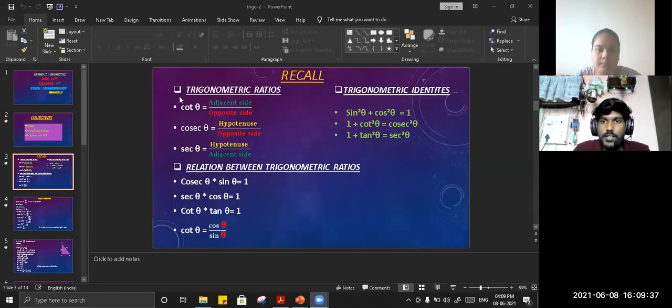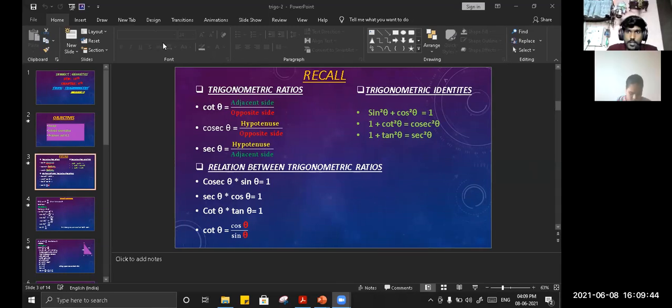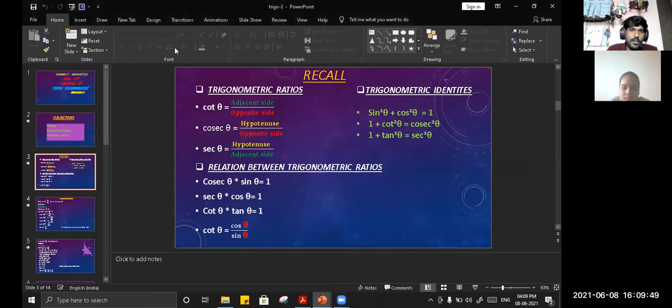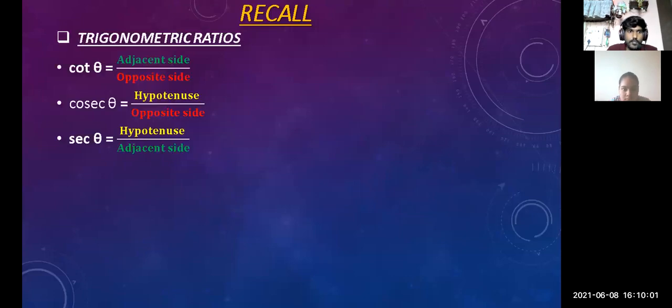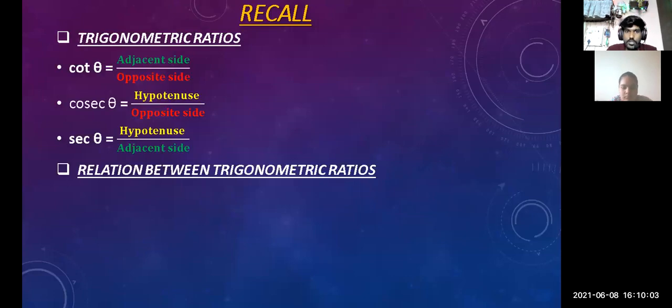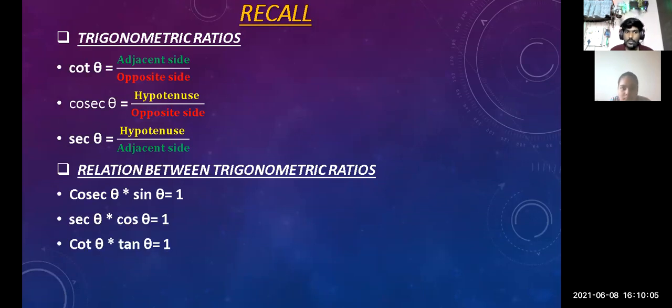Okay, so now we'll continue with our trigonometry. Again, we'll just revise what we did in the last class and continue. So these are the trigonometric ratios. Then the relation formulas which we did. So cosec into sine theta is equal to 1.